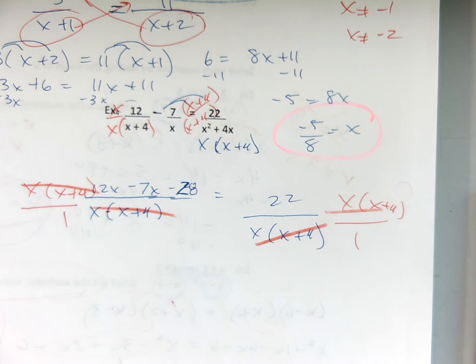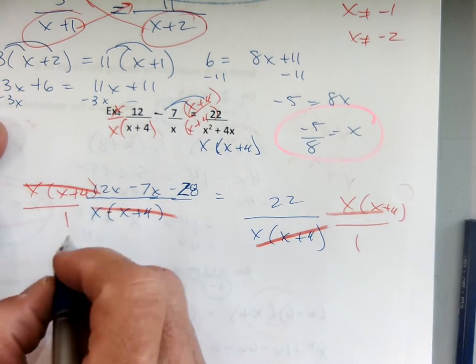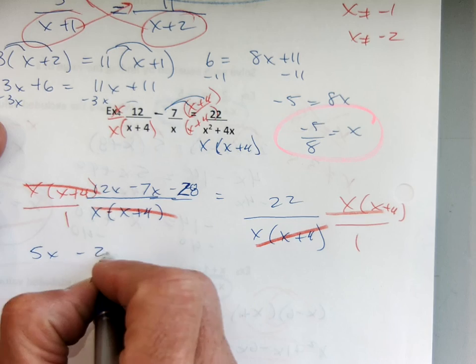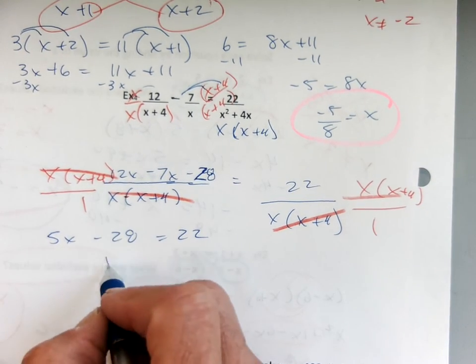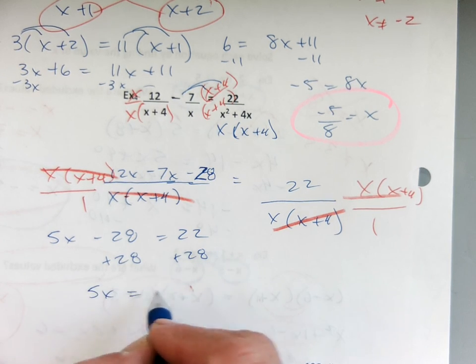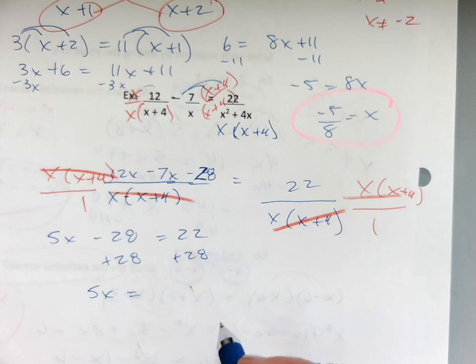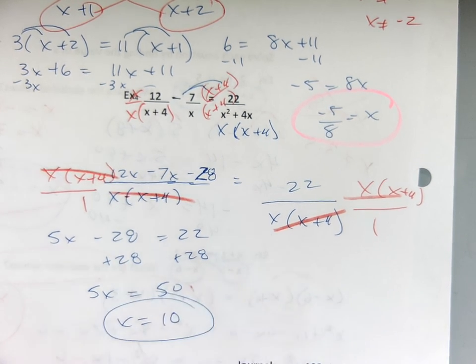It really does, because now what we have is 5x minus 28 equals 22, right? Plus 28, plus 28. 5x equals, what's that, 50? Divide by 5, and x is 10, okay?